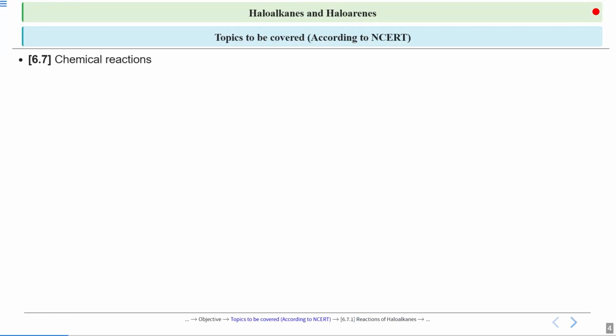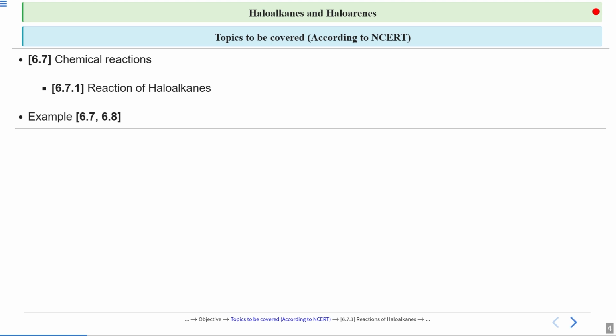And if we talk about the topics that we cover today according to the NCERT, first of all, the section 6.7, chemical reactions, in which we will majorly cover the section 6.7.1, that is reactions of haloalkanes. And then we will also solve some examples, 6.7 and 6.8.